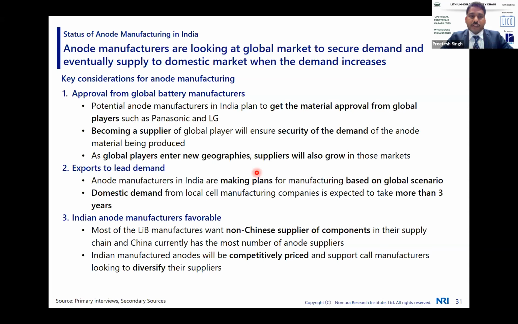As global players enter different geographies, they can also enter together with them and try to capture the other markets. The second point is exports to lead demand. Anode manufacturers in India are making plans for manufacturing based not on the Indian scenario, but the global scenario. Domestic demand from local cell manufacturing companies is expected to take at least 3 to 4 years in India. So supplying and having very good experience globally is going to add a lot of value. Then Indian anode manufacturers are favorable because of the preference for non-Chinese suppliers. This is the thought process of Indian anode manufacturers for the Indian market.